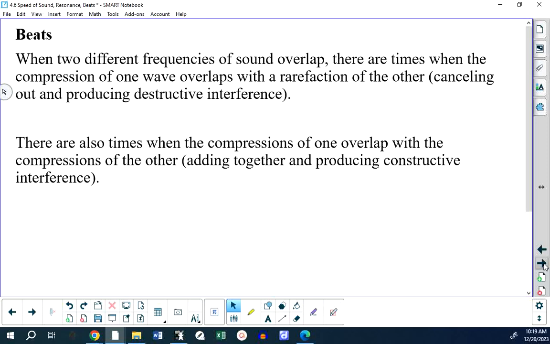What I'm hearing is 1, 2, 3, 1, 2, 3. I'm hearing about 3 beats per second.